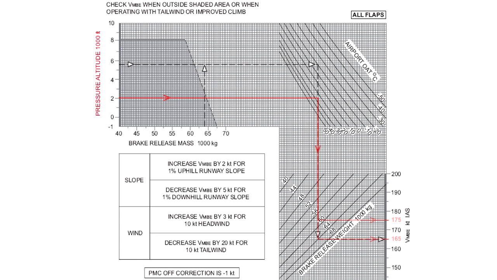The variables that affect Vmbe are pressure altitude, ambient air temperature, mass, slope, and wind. Carefully examine each of these factors, so you can see for yourself how they change Vmbe. Remember, CAP 698 is for use in the exam, so if there are any questions which relate to Vmbe, you can rest assured that a lot of information on Vmbe is already in front of you.